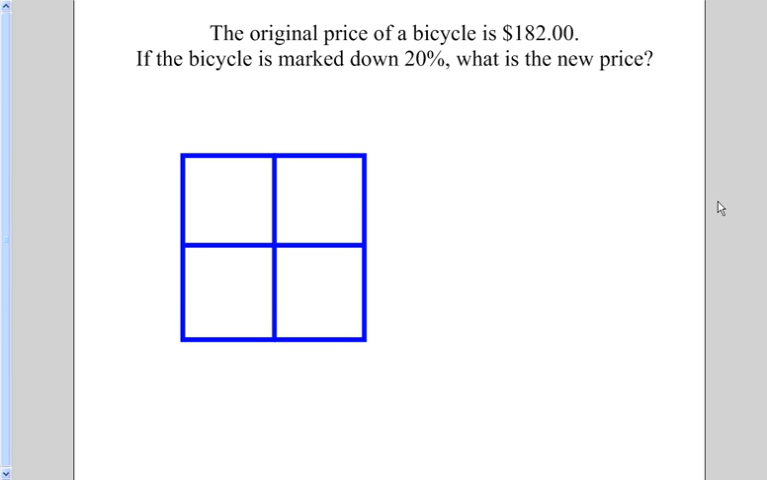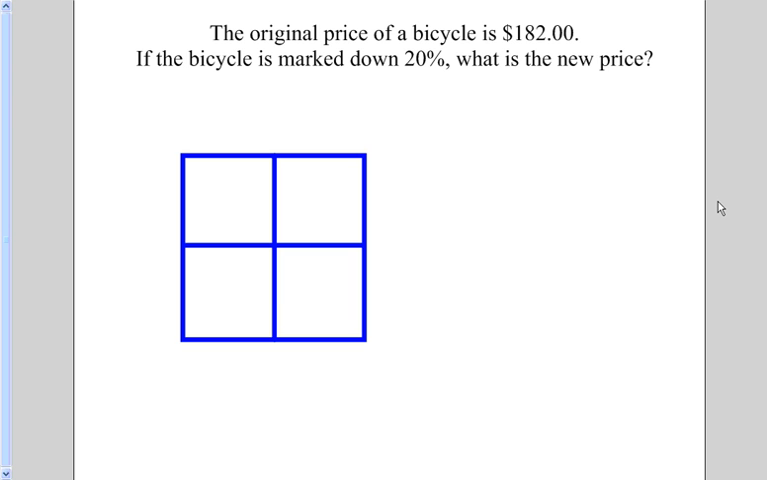This question tells us that the original price of a bicycle is $182. And it asks, if the bicycle is marked down 20%, what is the new price? We're going to use a proportion table to help us set up this problem and see how to solve it.